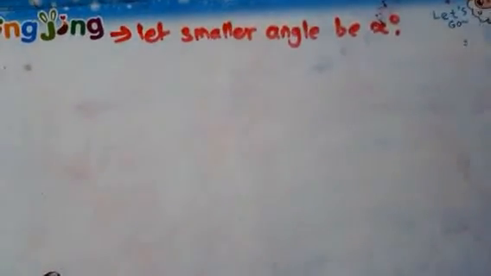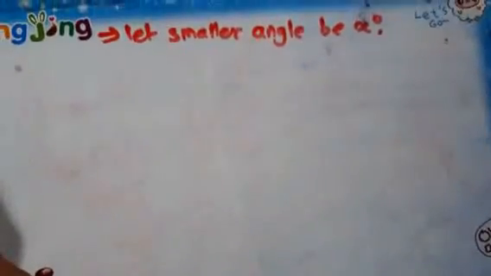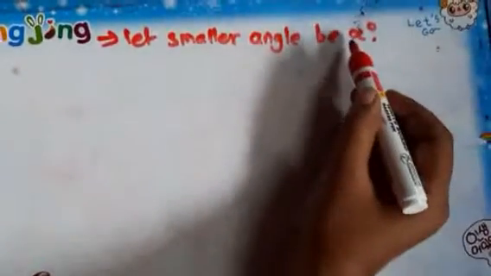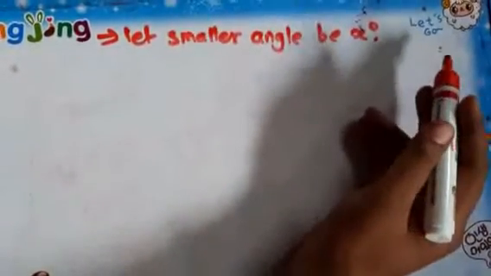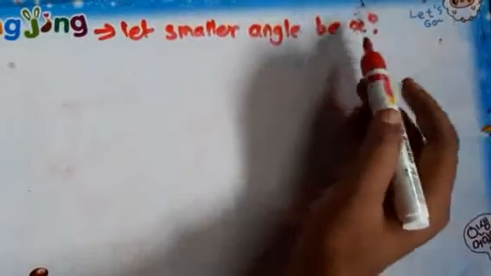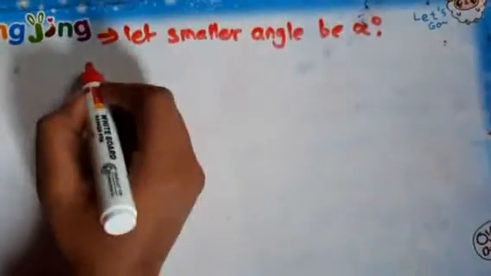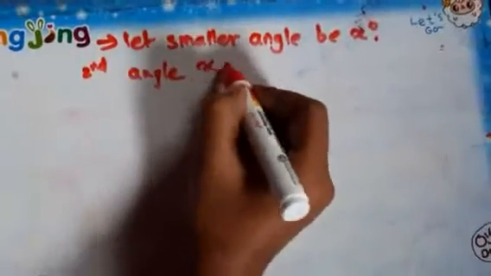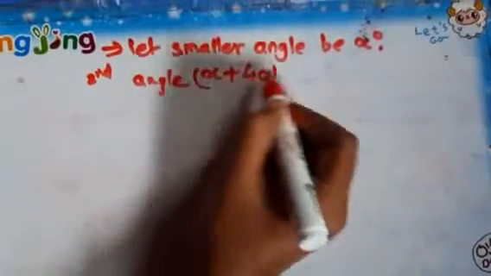Suppose out of the two angles, the smaller angle is x degrees. The difference between the two angles is 40 degrees. Means if the first is x, then the second will be 40 degrees more than x. Means what will the second angle be? The second angle will be x plus 40 degrees.